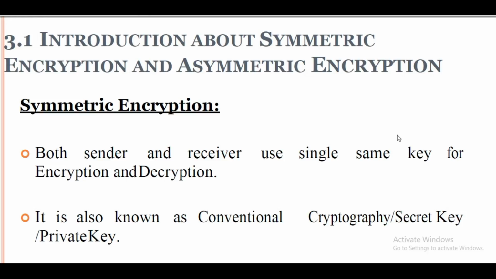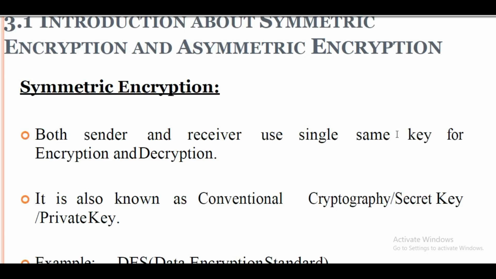So for that, we have two different types of encryption method. The first one is the symmetric encryption method. The second one is the asymmetric encryption method, right? So before we go to the theoretical part of the symmetric encryption method, we first try to understand from the practical way how exactly the symmetric encryption method works, right?